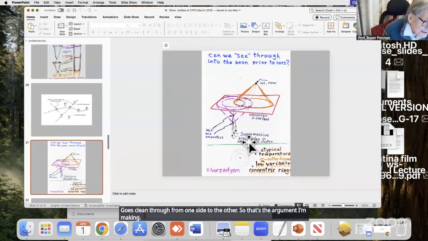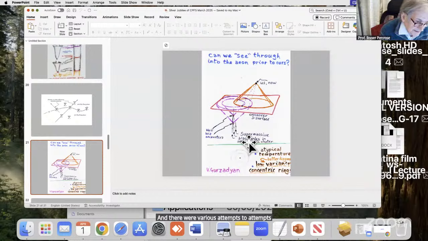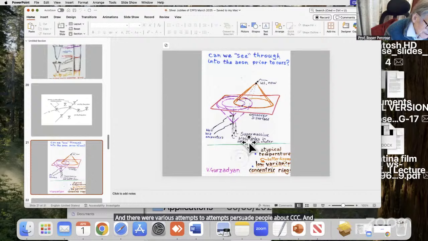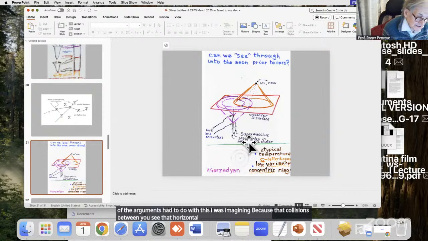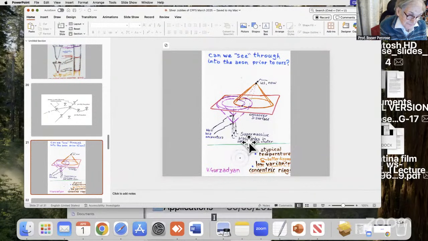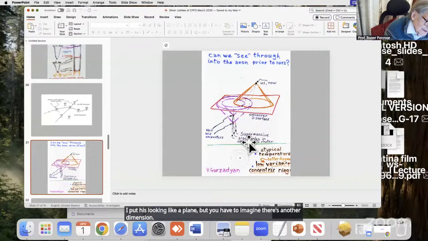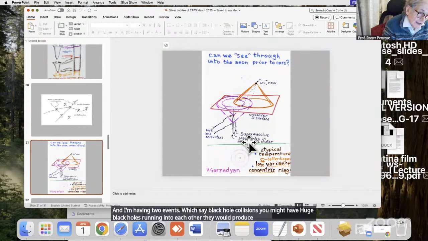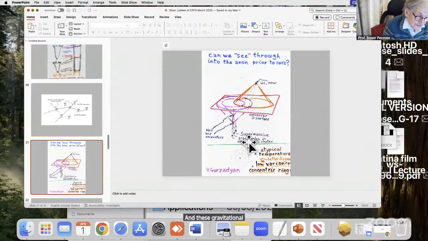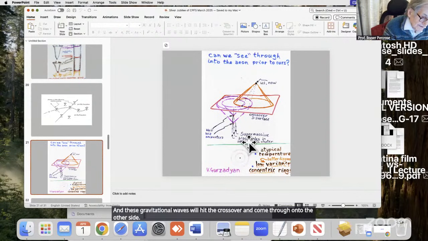And there were various attempts to persuade people about CCC. And one of the arguments had to do with this. I was imagining collisions between, you see that the horizontal plane is the crossover surface, which I put another dimension in there to make it look more like a three-dimensional surface. I put it looking like a plane, but you have to imagine there's another dimension. And I'm having two events, which say black hole collisions. You might have huge black holes running into each other. They would produce a huge energy lost in the form of gravitational waves, and these gravitational waves will hit the crossover and come through onto the other side. And you might see their effect in one way or another.